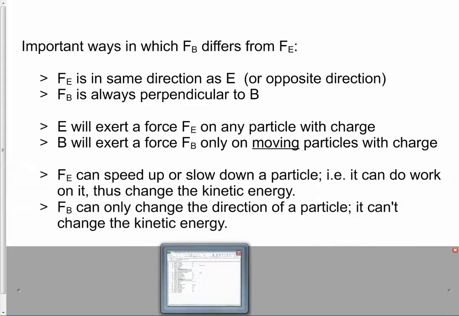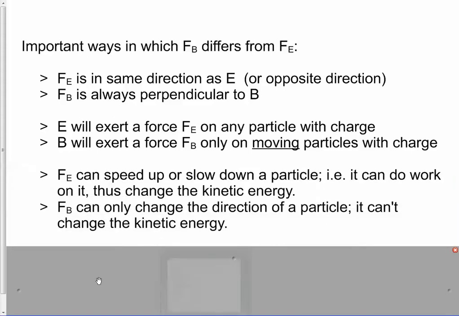And then finally, the thing we just discussed, which is that the electric force, of course, can speed up or slow down a particle. That is, it can do work on it, so it can increase the kinetic energy or decrease the kinetic energy. Whereas the magnetic force only changes the direction of the particle. It will not ever speed it up or slow it down, and it never adds energy or takes energy away in terms of kinetic energy. Okay.